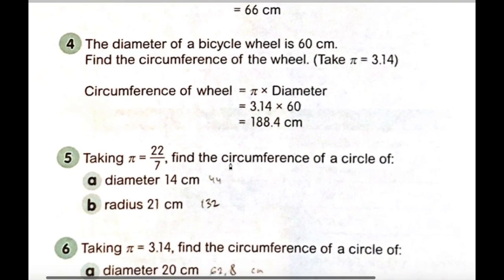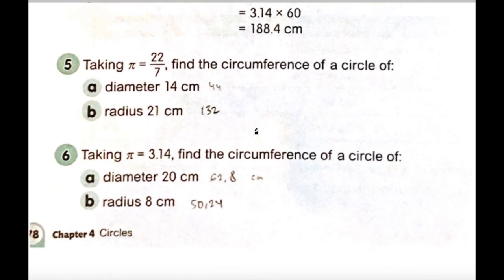Number 4. The diameter of a bicycle wheel is 60 centimeter. Find the circumference of the wheel. Take pi as 3.14. Pi times diameter. 3.14 times 60 centimeter will be 188.4 centimeter.